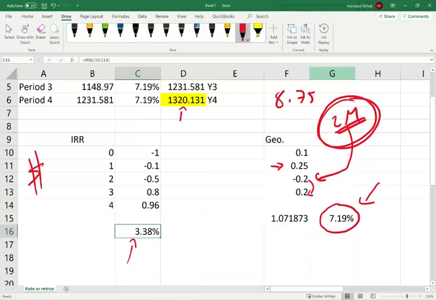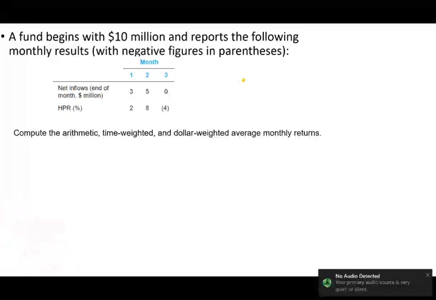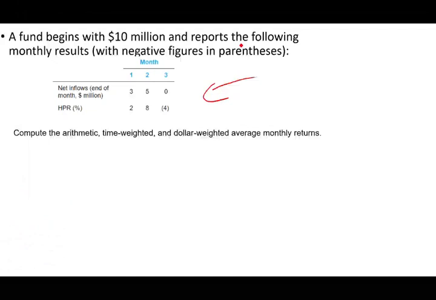So notice we had three different returns for this mutual fund. Again, which return do they quote for a mutual fund? They quote the geometric. Why? Because it's a time series return. It ignores all other factors. I'll take a look at this exercise, and as practice, I will compute three different returns just to make sure you are comfortable with this. Also, if you want to try this on your own, you can. In the next session, I will have the example.